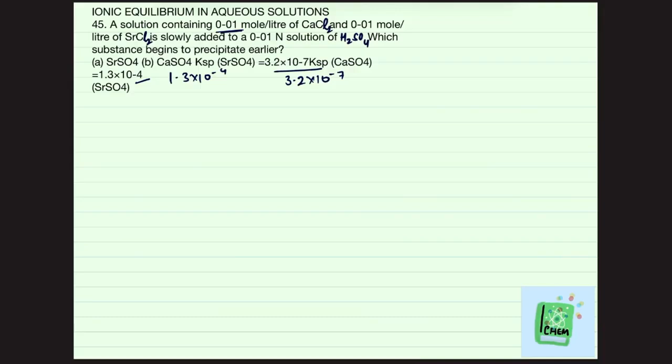A solution containing 0.01 mole per liter of calcium chloride and 0.01 mole per liter of strontium chloride is slowly added to 0.01 N solution of H2SO4. Which substance begins to precipitate earlier?